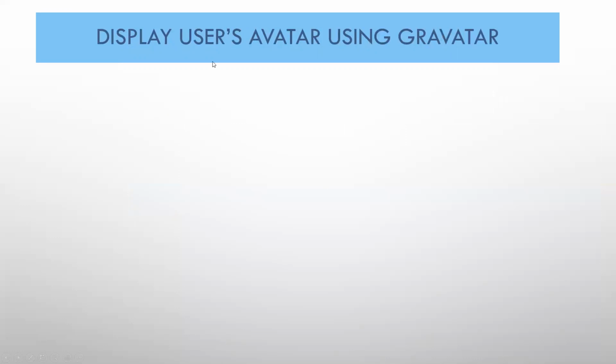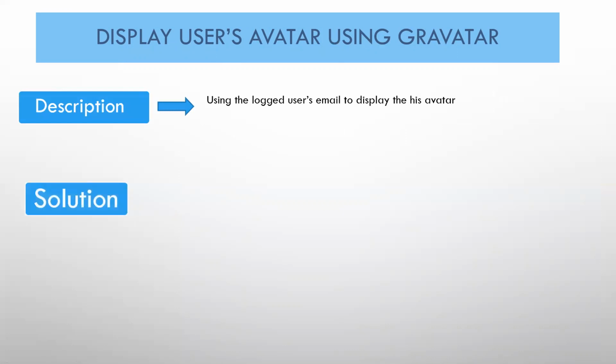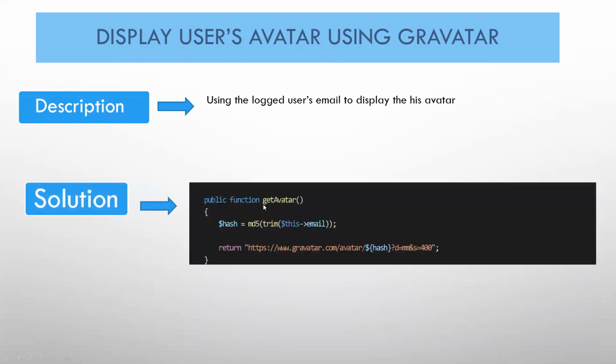The other challenge is using Gravatar to display the user's avatar. The requirement is using the logged user's email to display his avatar. To implement this feature, I have created the get avatar method in the user model.